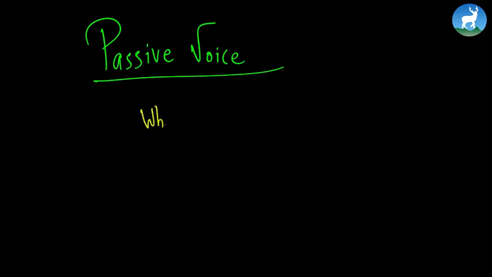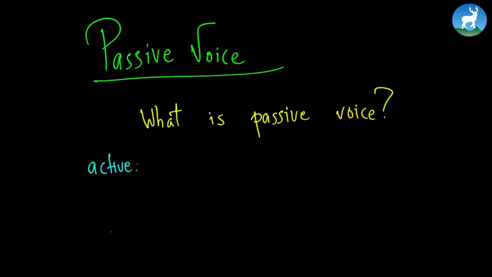So, the first question that is commonly asked is, what is passive voice? The answer to that question is, in English, all sentences are either in active voice or passive voice. That's a premise. Now let's talk about those two voices. We have active voice, then we have the passive voice. All the sentences in English are either in active voice or in passive voice.